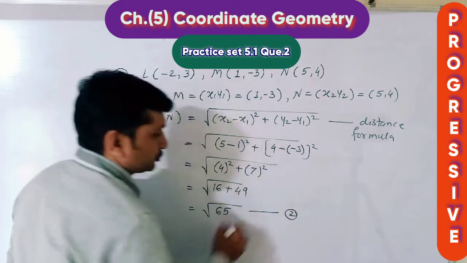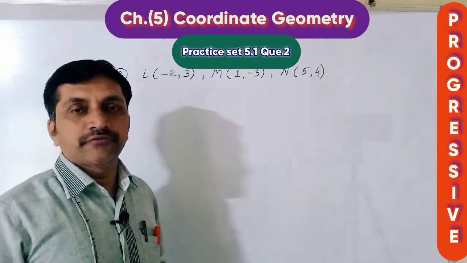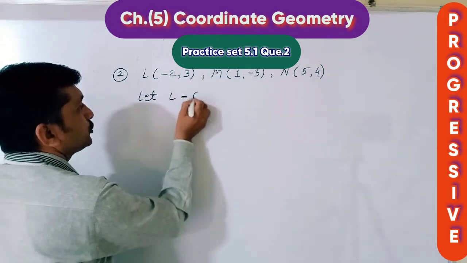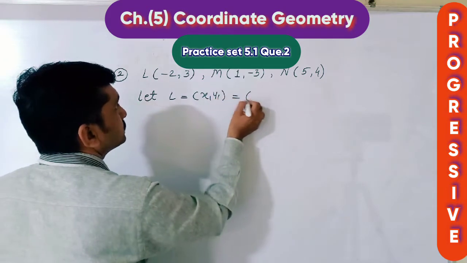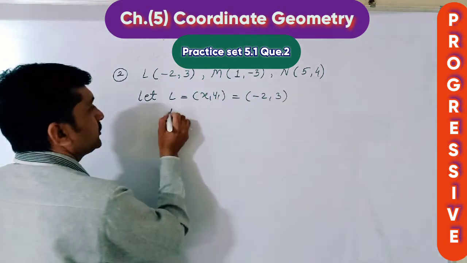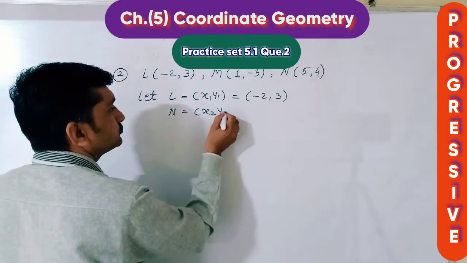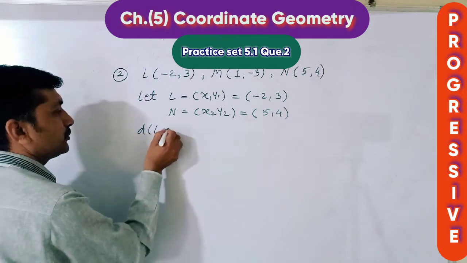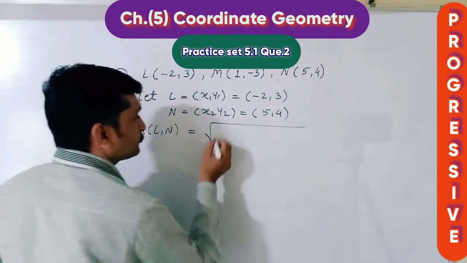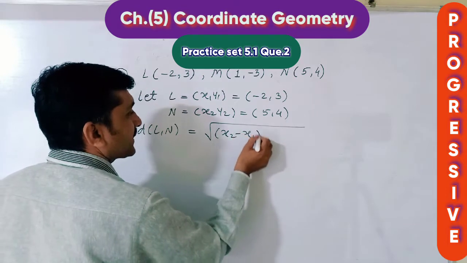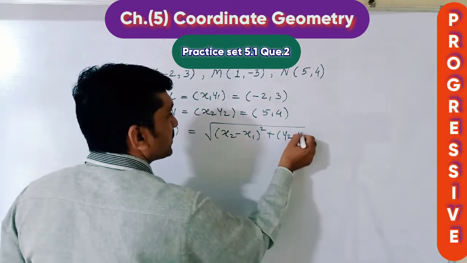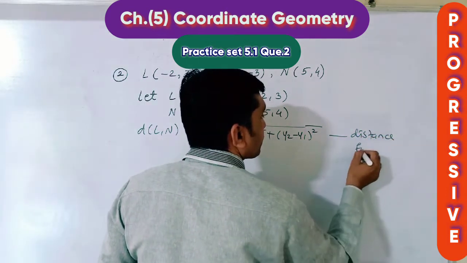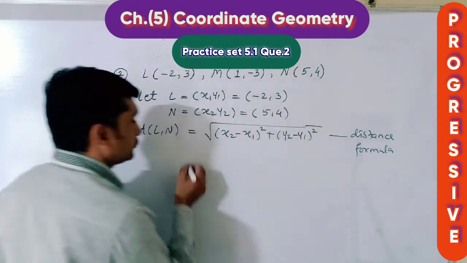Give here number 2, the second distance. After MN, let's find distance LN. Let L is equal to x1, y1, minus 2, 3. N is equal to x2, y2. Coordinates are 5, 4. Distance LN is equal to the distance formula x2 minus x1 bracket square plus y2 minus y1 bracket square. Distance formula. Put values.